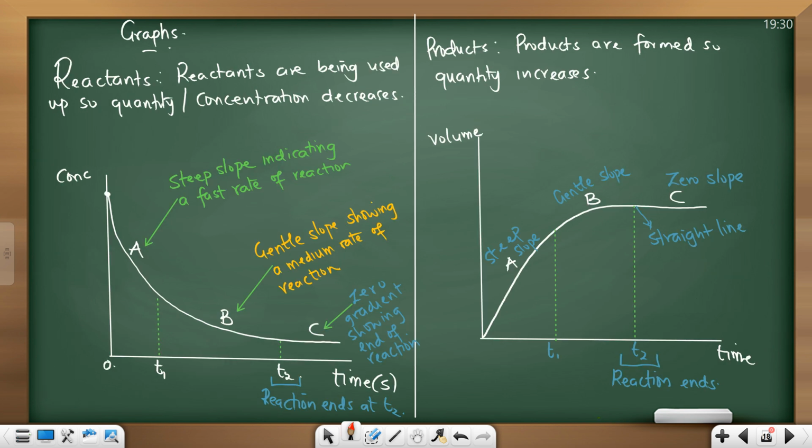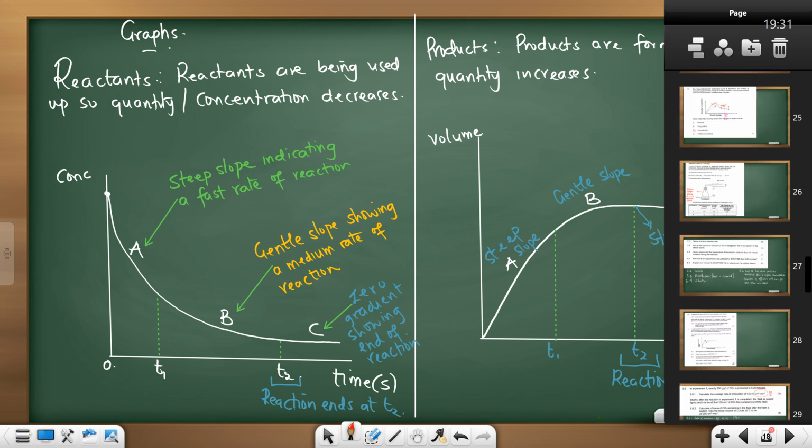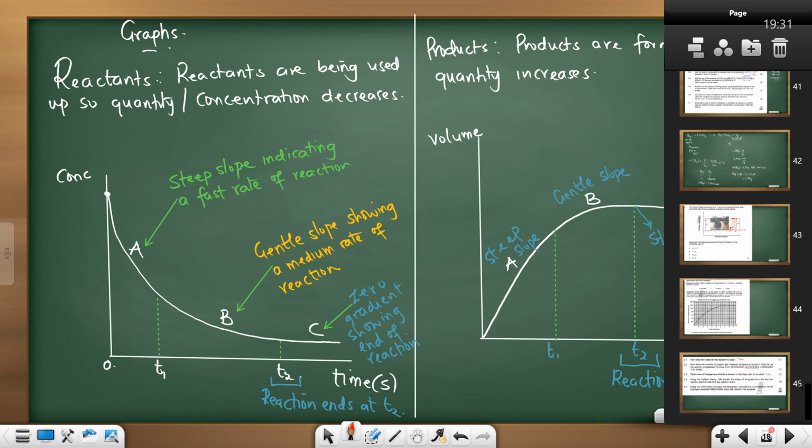I drew 2 graphs. The one on the left is reactants because it's decreasing. The one on the right is product because it's forming. So if it's a reactant, it starts from the top and starts going down. If it's a product, it starts from 0 and starts increasing. Guys, I'm not going to write answers there. I'm tired as well, because I'm just saying the same thing. Answers are in the note.